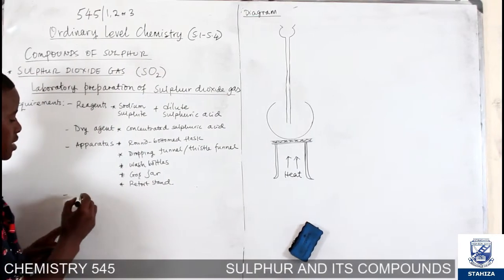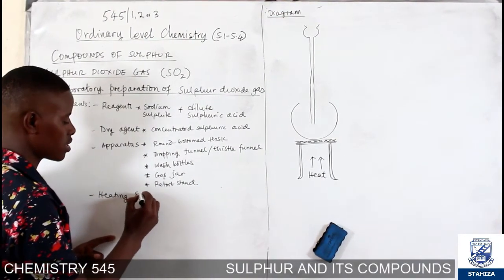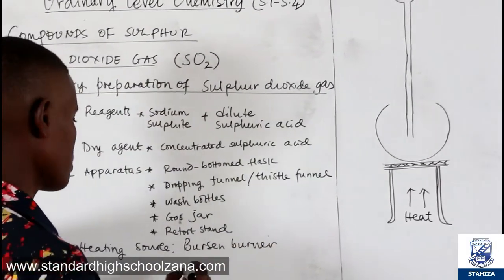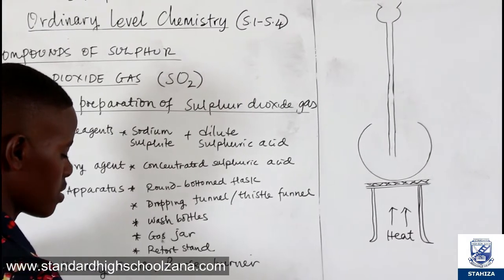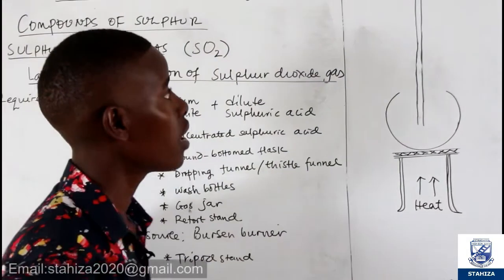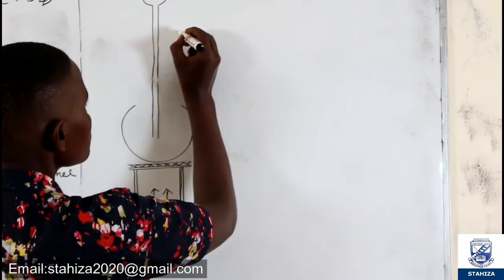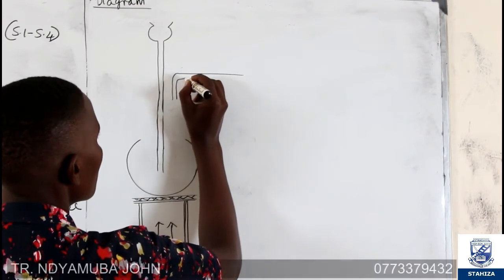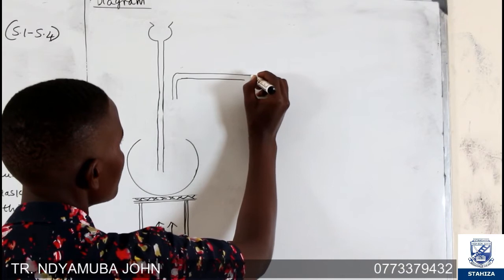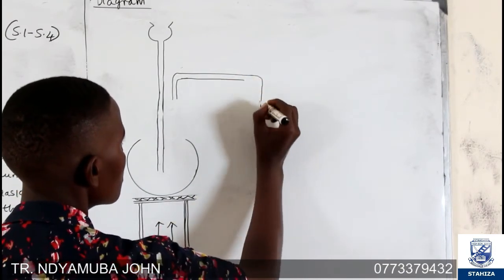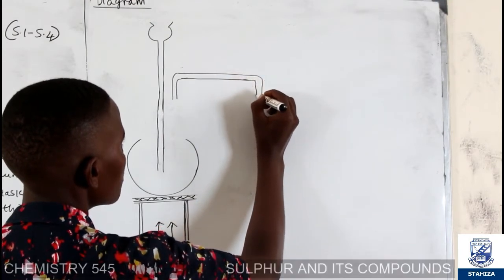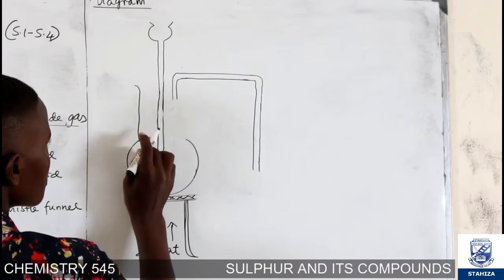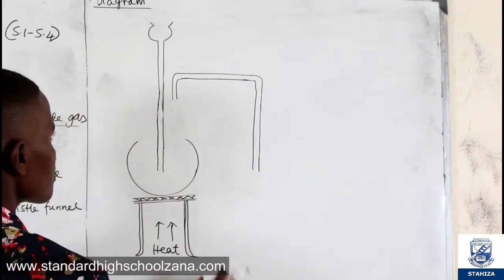So among the requirements we need, we also need a heating source for this reaction. Heating source, like a Bunsen burner. And then we also need a retort, a tripod stand. So we have our delivery tubes also in place. Our delivery tubes. Make sure you are very neat when you are putting your illustrations. Now we need to cork. We need to cork this round bottom flask.